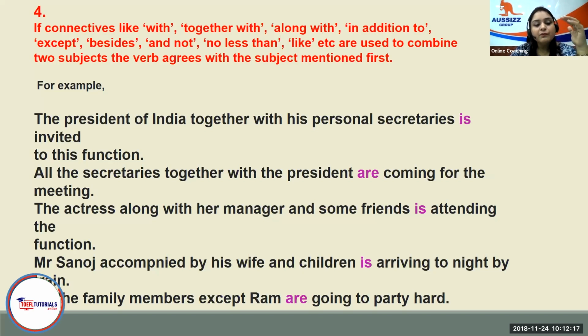In the further condition, no matter how many nouns we have, how my noun number 1 is treated, that is the important thing. So Mr. Sanuj accompanied by his wife and children is, because here we are talking about Mr. Sanuj who is accompanied. Okay. Last, all the family members except Ram. Now see, all the family members except Ram are going to the party or the picnic, whatever. So here, all the family members are. Now, if I make it inverse, Ram except all the family members is. Getting? Okay, so this is rule number 4.